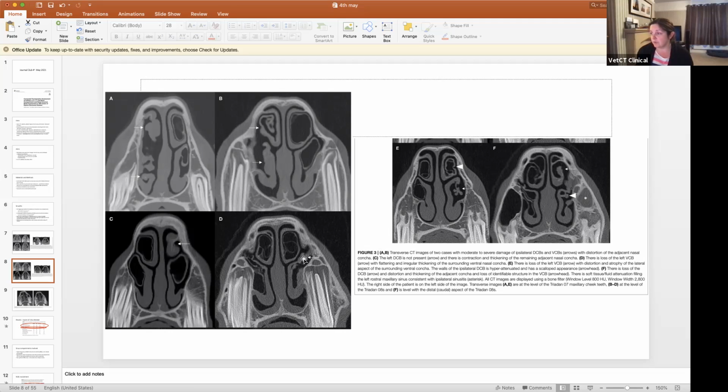That's an absent ventral conchal bulla. And then E, loss of the left ventral conchal bulla with distortion, atrophy of the lateral portion of the right. And then that's both distorted. So they would all have been classified as damaged or distorted. So they didn't really do any differentiating for those.